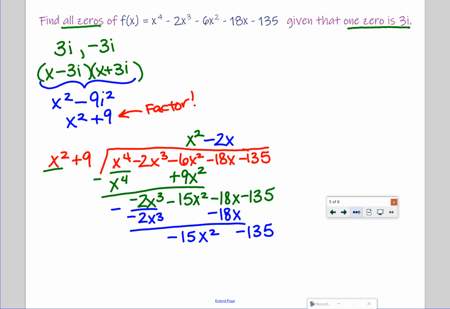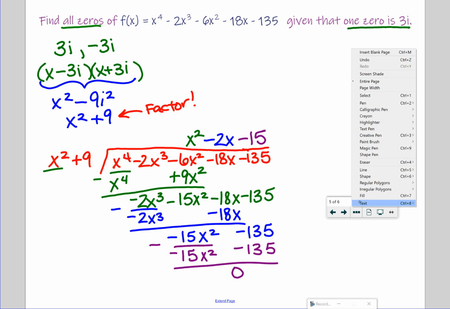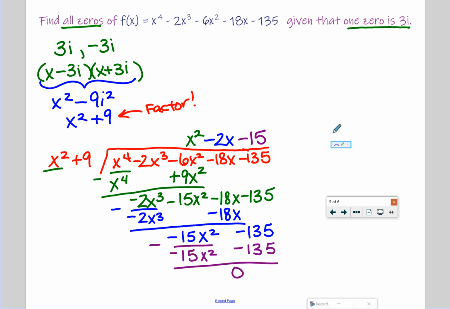Again, x squared times what gives me negative 15x squared, and that is negative 15, times the numbers on the side gives me negative 15x squared, and you guessed it, negative 135. Subtract, and as expected, we get a remainder of 0. So x squared plus 9, remember we knew that, but this quotient that we're getting, that's what we're looking for. That's the other factor that has our hidden other solution.